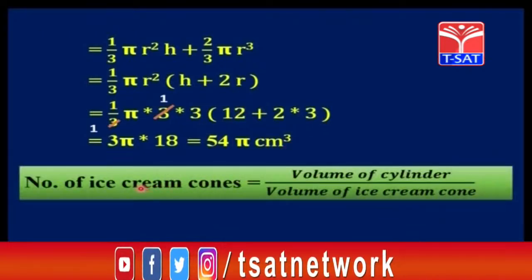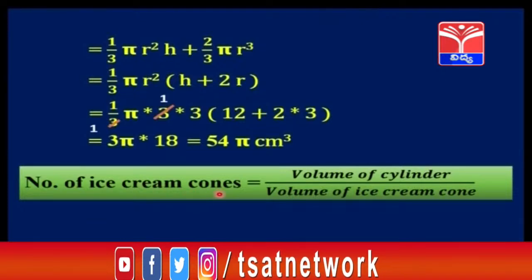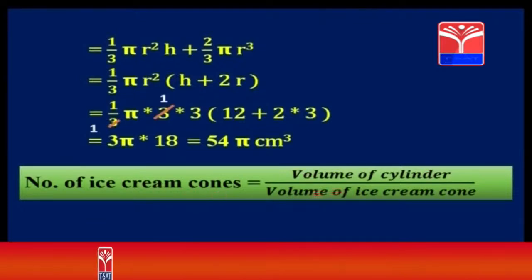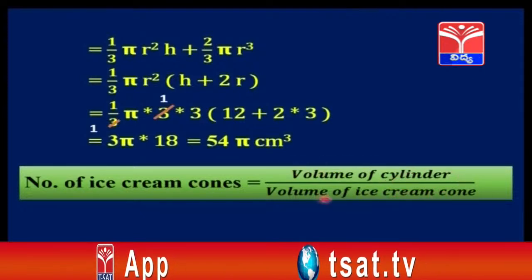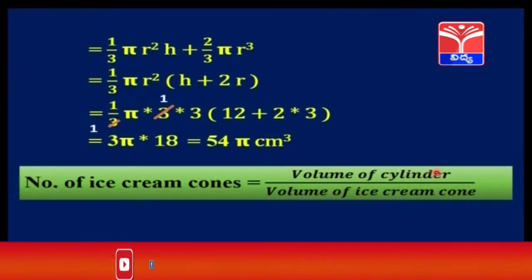Next, the number of ice cream cones. I already told that the volume of the cylinder by the volume of ice cream cone. The bigger volume solid is contained in the numerator and the denominator contains the smaller solid volume. So the bigger solid is the given cylinder and the smaller solid is the ice cream cone.